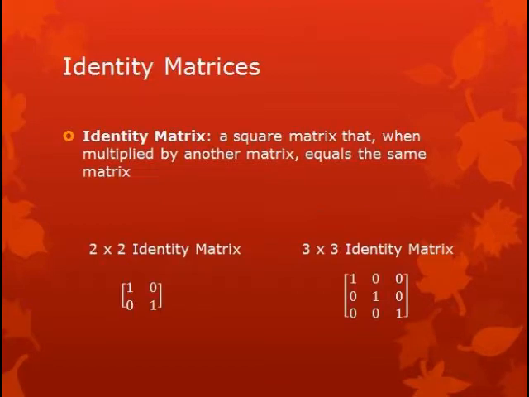So the first thing, it's a square matrix that when multiplied by another matrix equals the same matrix. Just like when you have multiplication identities, when you do 5 times 1 and you still get 5, this is the exact same thing. When you do any matrix times its corresponding identity matrix, you're going to get the exact same matrix. And as you notice, with both 2 by 2s, 3 by 3s, and then continuing on, the diagonal starting in the upper left and going down to the lower right is all 1s, and everything else is 0s.